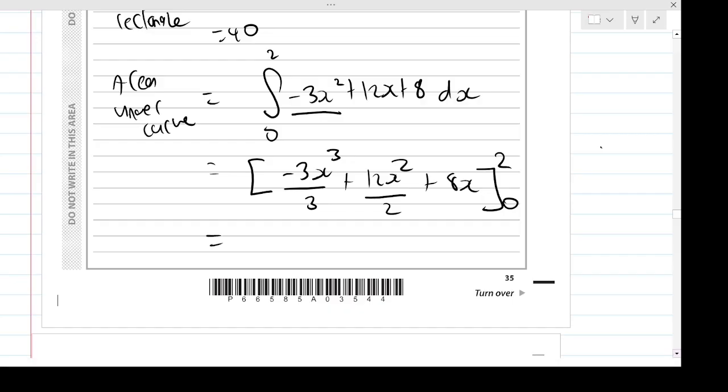Then we can simplify the fractions. Minus 3 over 3 firstly just goes to minus 1, so we get minus x cubed. Then 12 over 2 goes to 6, so 6x squared. And then 8x. So it's a lot nicer. So we integrate between 2 and 0.